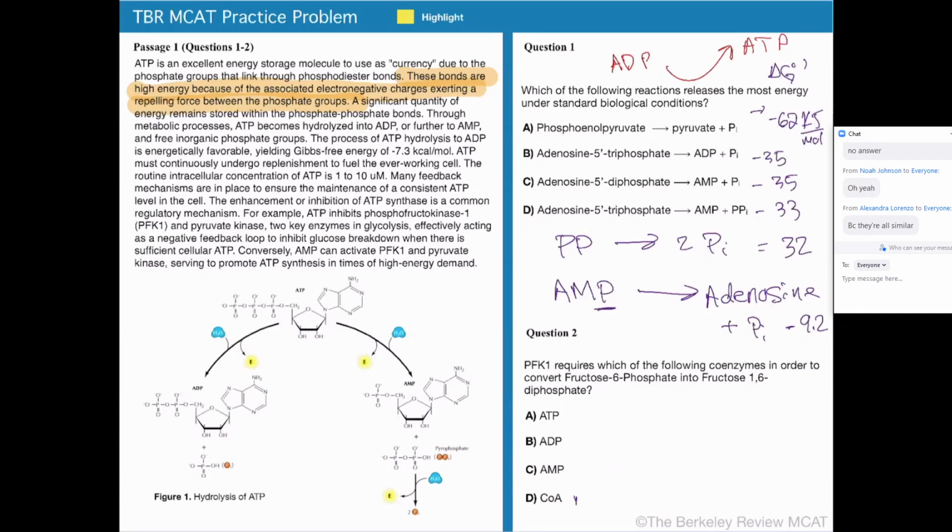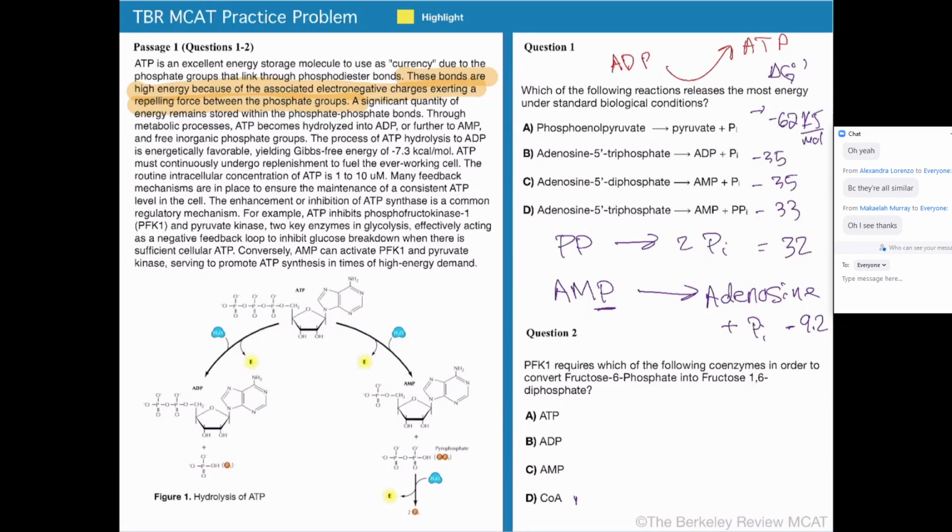And again, you can kind of see this over here in this little diagram, where you can collect energy from the PP breaking up. You can collect energy going down to AMP, and you can collect the release of energy, sorry, going into ADP.